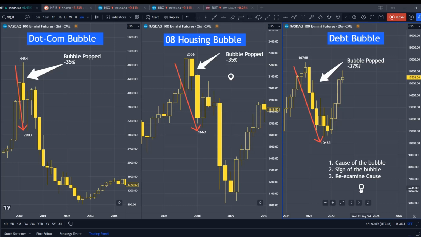Then the bubble pricked, and that's point number two here: the bubble popped. Now, as it retraced, we look at point number three: we have to re-examine the cause again. Was the subprime crisis being resolved? And the answer is no. As we retraced, it crashed. Now, I want to take note that when the bubble popped, it pricked at about down 35%, and this bubble also popped down 35%. There is a reason why the market moved down 35%, and it was massive.